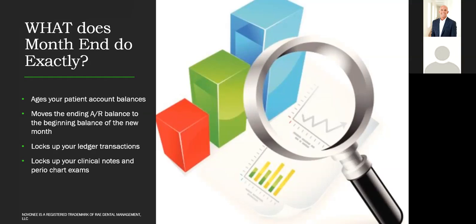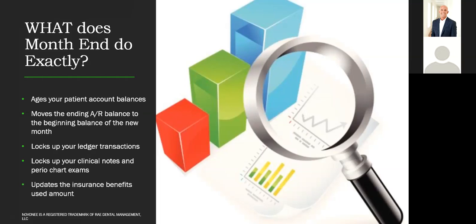Now these two things, I do put them in with the month-end process because that is the most common time frame that most offices put their clinical notes and everything into history. But you can also change the date of the clinical note and the perio exams, and you could lock those up on a daily basis or a weekly basis if you wanted to. The first three are on a monthly cycle only, but the clinical notes and the perio exams, you could put those on a daily cycle if you really wanted to.